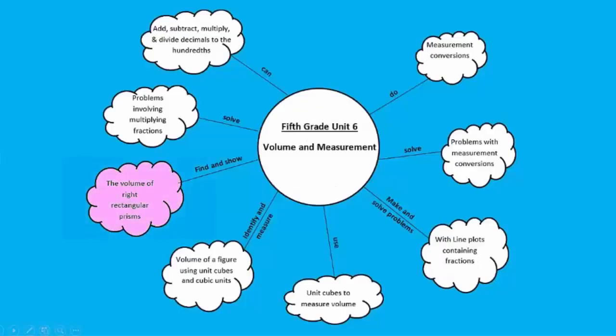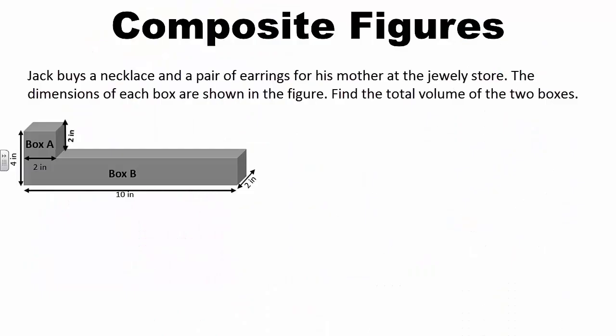In this unit, students also recognize volume as additive by finding the volumes of solid figures composed of two non-overlapping right rectangular prisms by adding the volumes of the non-overlapping parts. Let's look at an example. Jack buys a necklace and a pair of earrings for his mother at the jewelry store. The dimensions of each box are shown in the figure. Find the total volume of the two boxes.